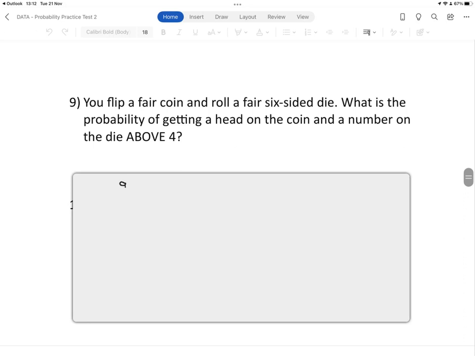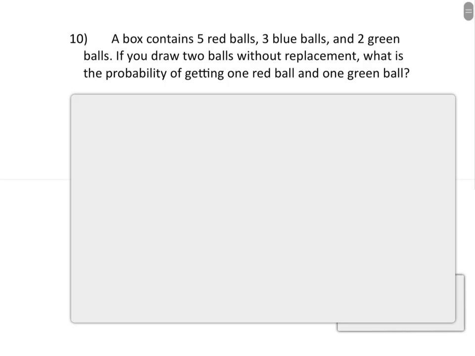Question 9, if you flip a fair coin and then roll the dice, looking for head and above 4, greater than 4. So the probability of a head is 1/2, and you want the probability of getting the number above 4. Well, the only numbers above 4 are 5 and 6, so there's 2 options out of a possible 6 with 1 dice. So the 2's cancel out, you get 1/6. 1/6 is 16.7%.